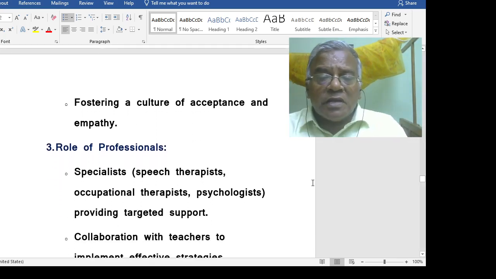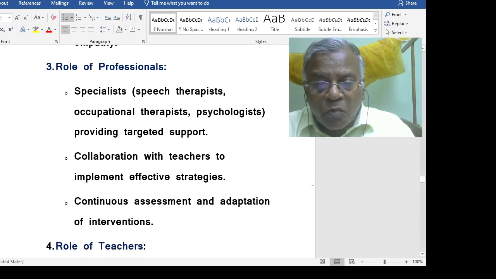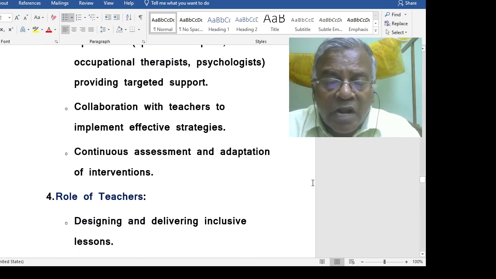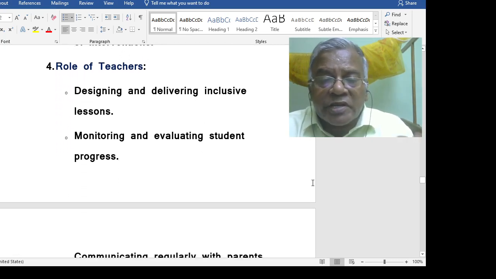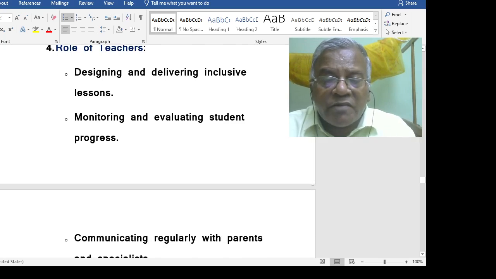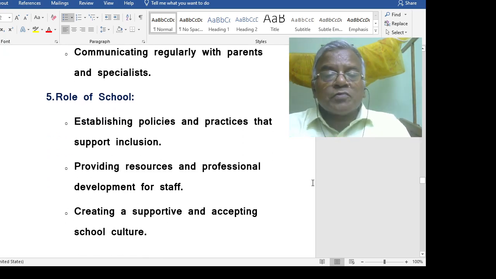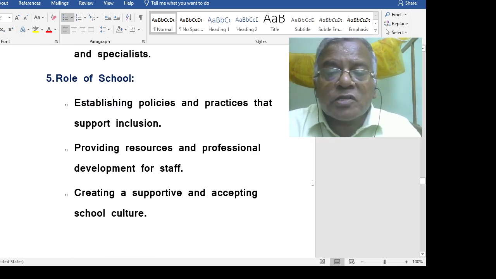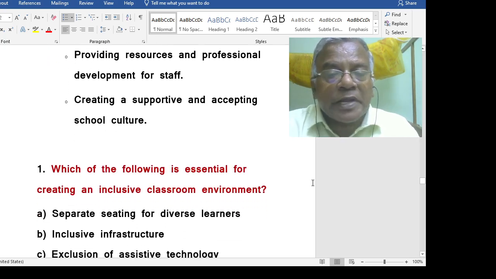Role of professionals: specialists, speech therapists, occupational therapists, psychologists, providing targeted support, collaboration with teachers to implement effective strategies, continuous assessment and adaptation of interventions. What is the role of teachers? Designing and delivering inclusive lessons, monitoring and evaluating student progress, communicating regularly with parents and specialists. What is the role of school? Establishing policies and practices that support inclusion, providing resources and professional development for staff, creating a supportive and accepting school culture.